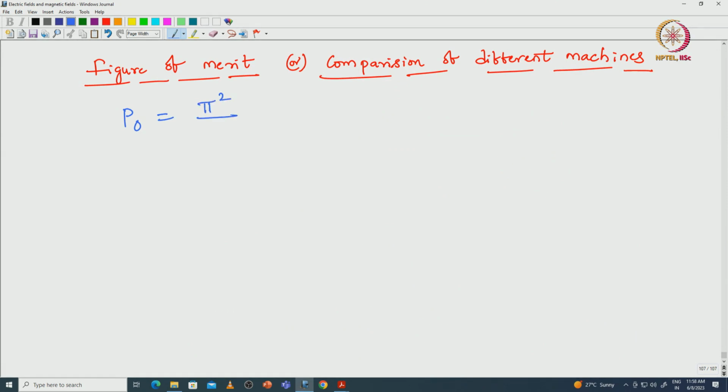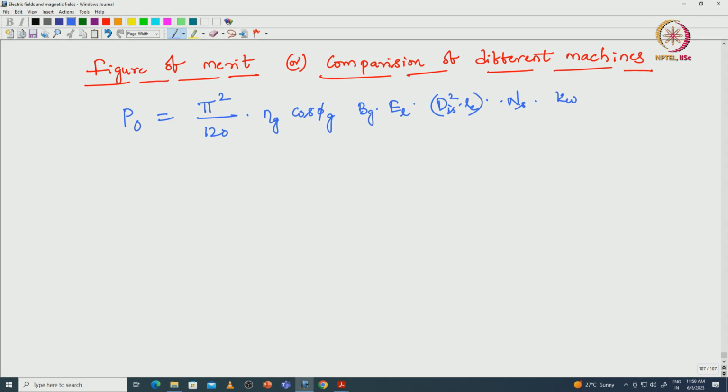P0 equals pi square by 120 times efficiency, power factor, magnetic loading, electric loading and then the d square L product, that is the volume product, into synchronous speed into winding factor. This is the power equation we derived in the last lecture.